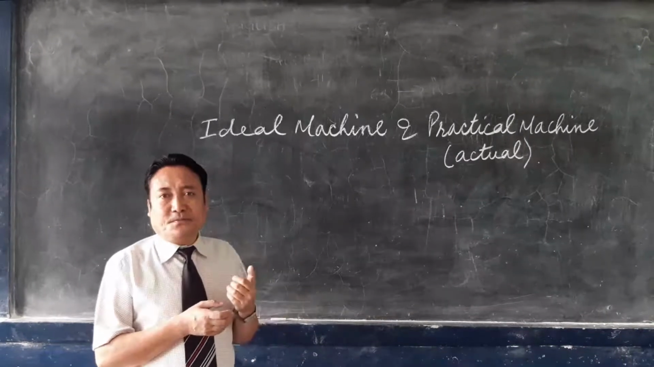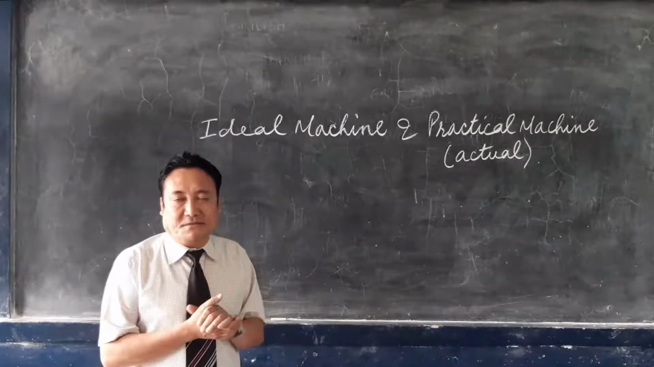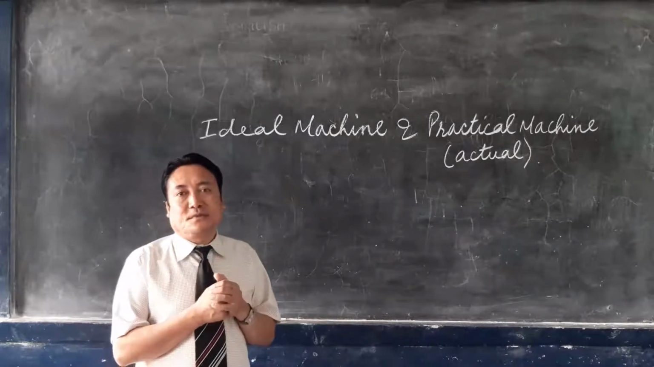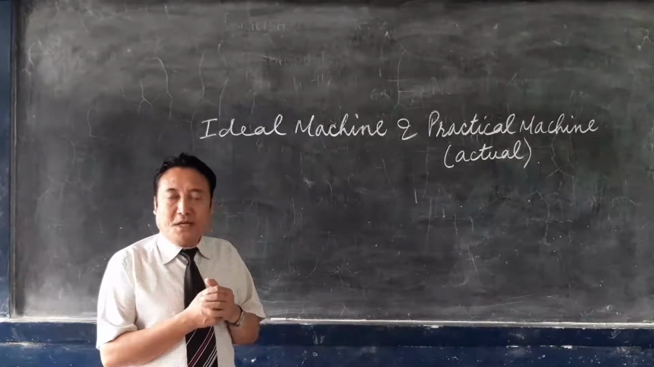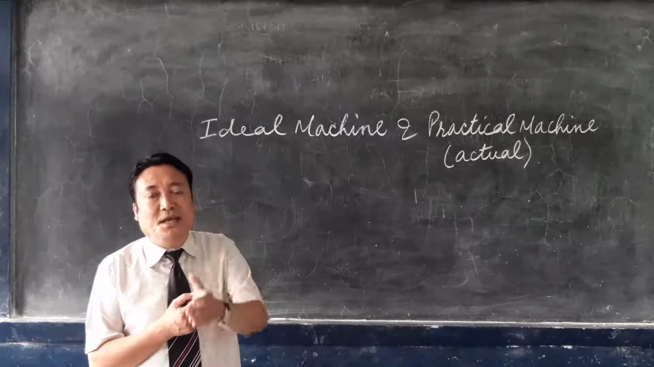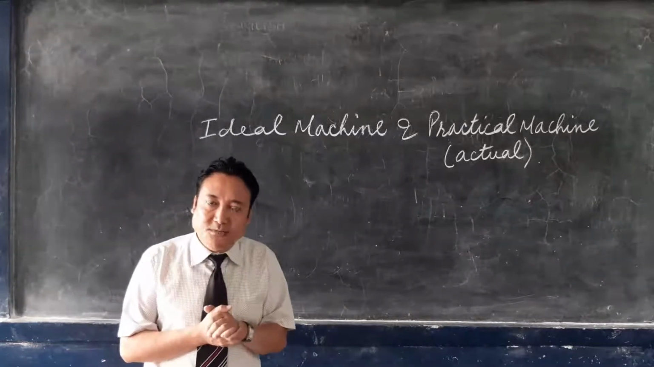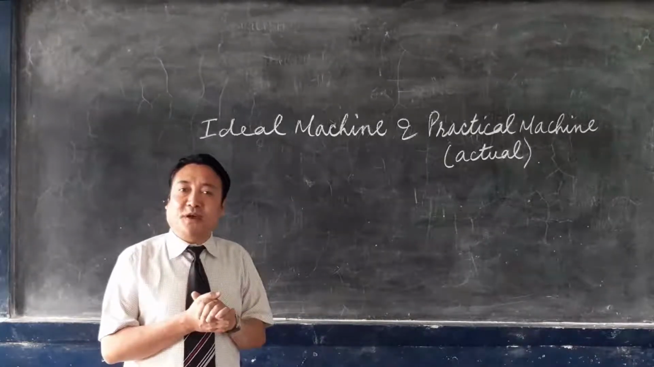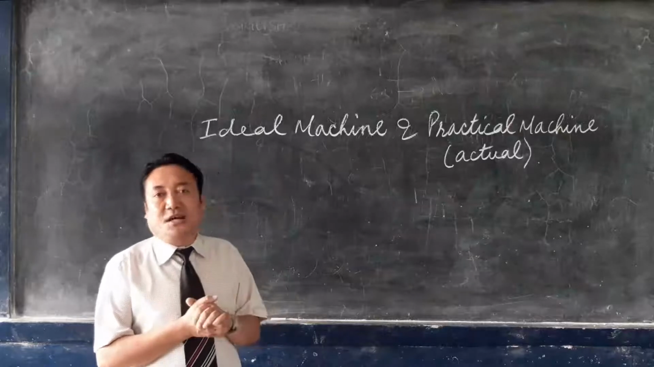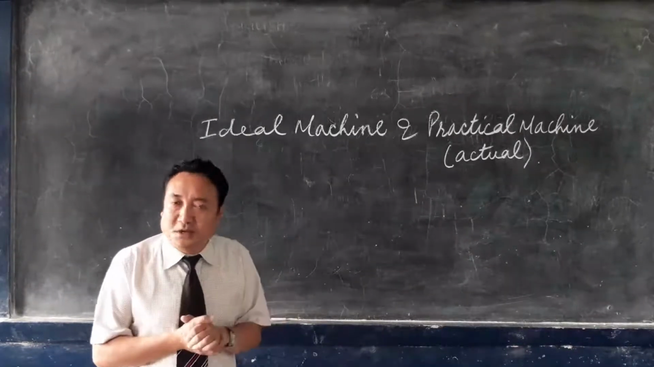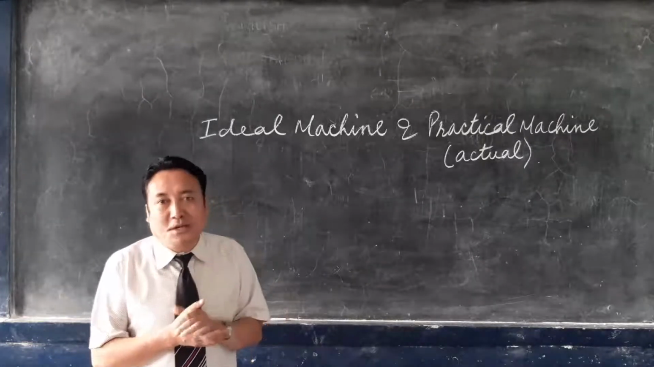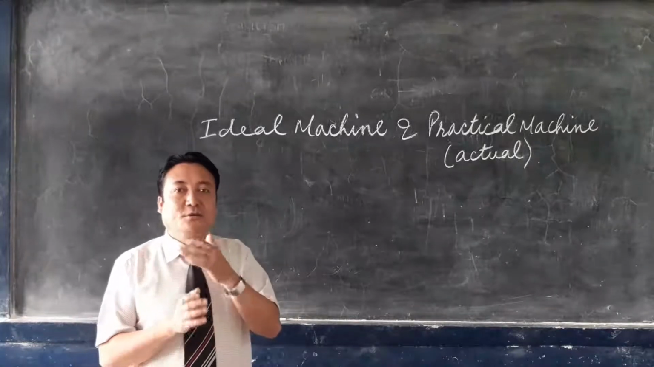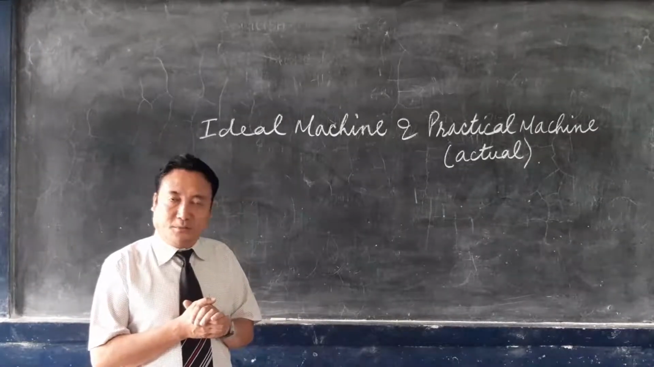And there are no such ideal machines in practical life. So we can say that ideal machines really do not exist. In an ideal machine you will find all these things: the efficiency is 100%, the mechanical advantage is equal to the velocity ratio, and the work output is equal to the work input. All these things you will find in an ideal machine, but the ideal machine does not really exist in our practical life.